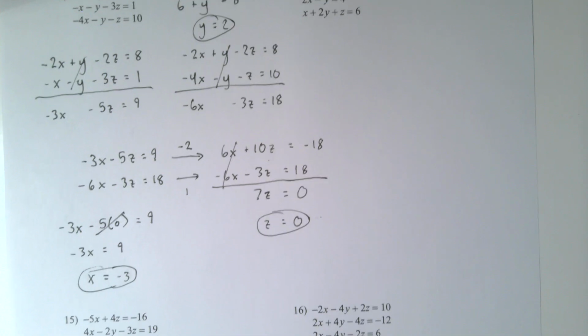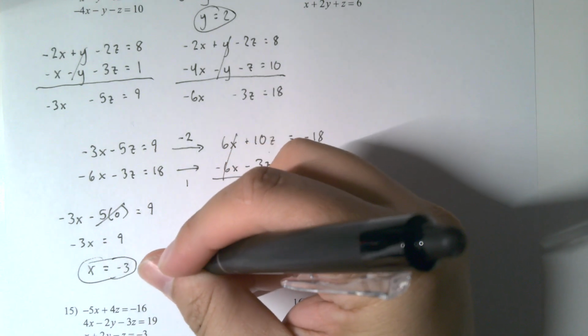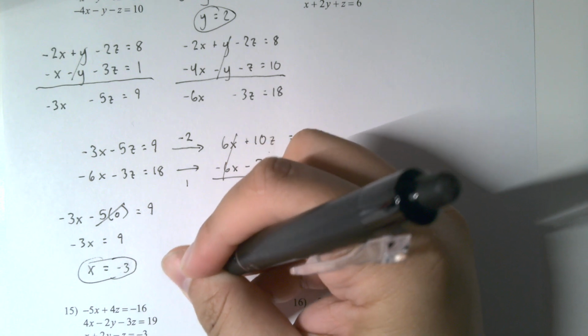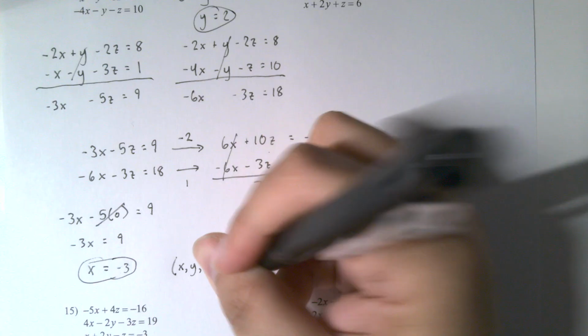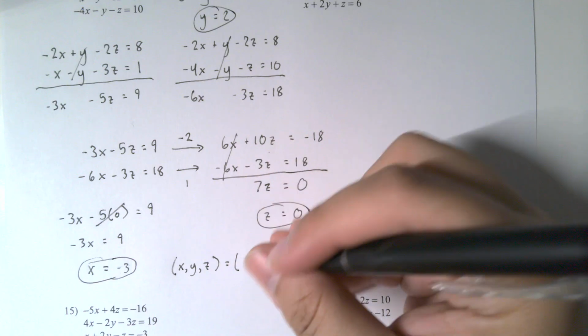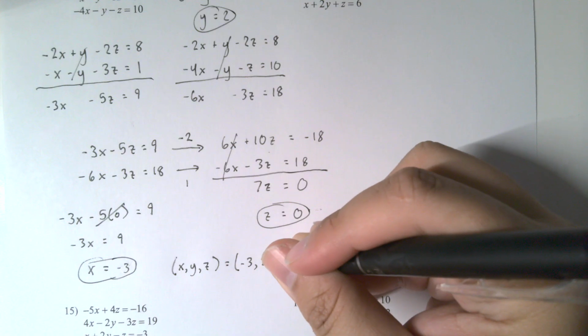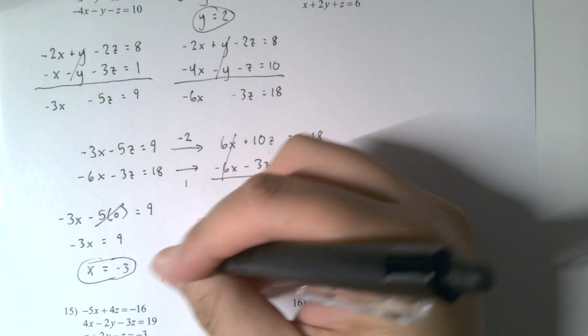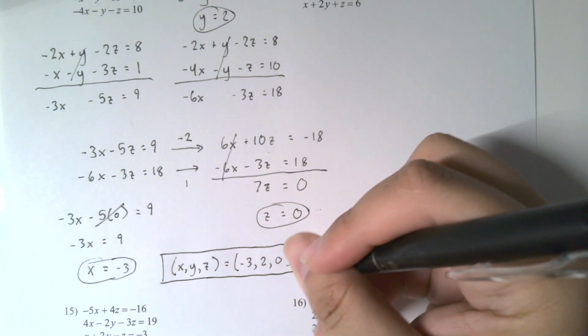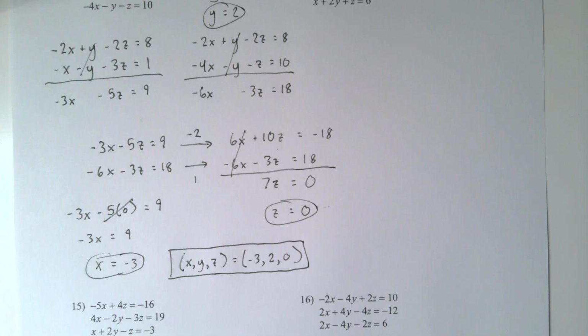And since we know what all three of our variables are, let's write these as a coordinate. We have x, comma y, comma z is equal to x, which is negative 3, y, which is 2, and z, which is 0. And so that is our final answer.